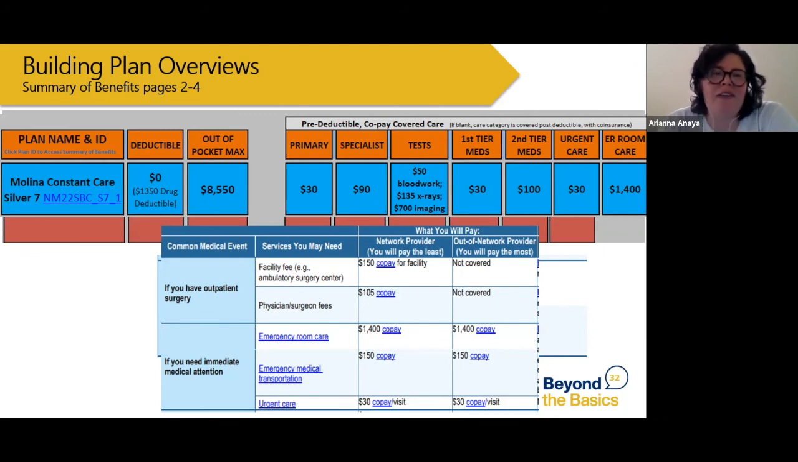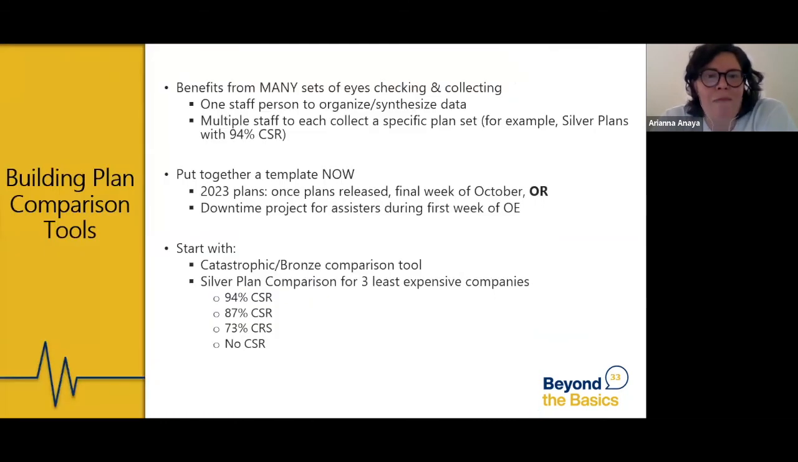Don't try and design something that takes more time than gathering the actual information. Make it as simple and as useful as it can be. And again, I recommend starting with that network cheat sheet and then potentially building into looking at the bronze or catastrophic plans and indicating which plans have some kind of first dollar care. So people looking at those options know that there's value in them, and you have an easy resource for your assisters and yourself to rely on.